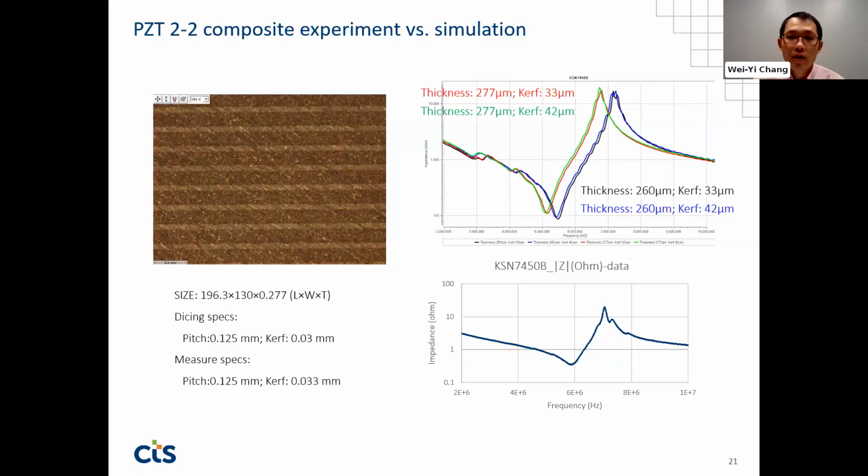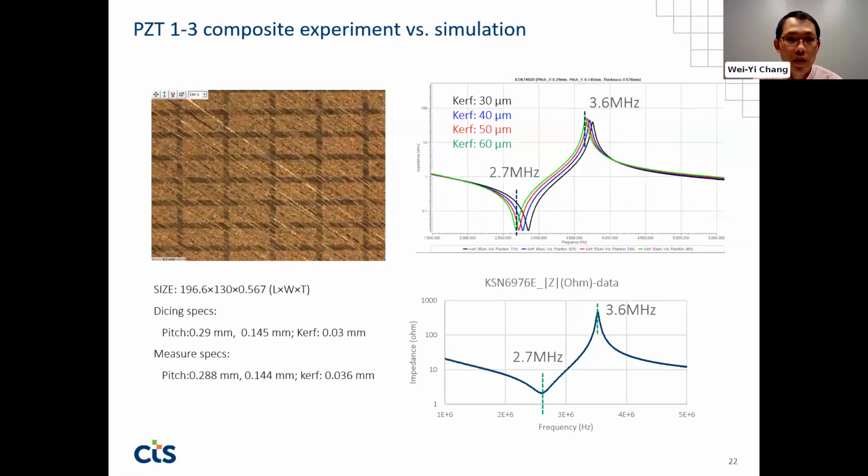So in here, we know if the 2-2 composite thickness is smaller, 260 micron, then we can get higher frequency compared to the green and red curves. And also, if we change to a larger curve size, then it will go to a lower frequency, but it just changed a little bit. It's not a lot. So this is for this 2-2 composite simulation.